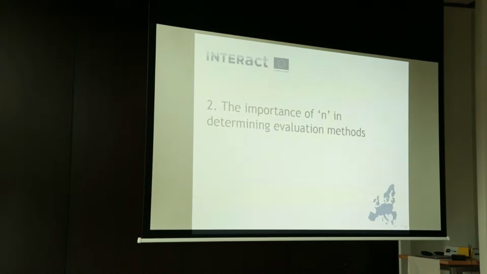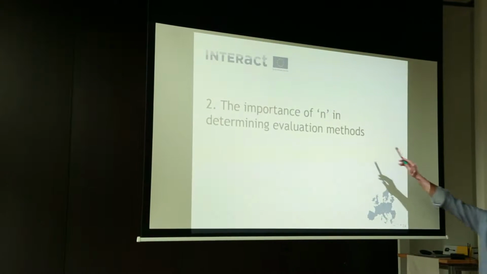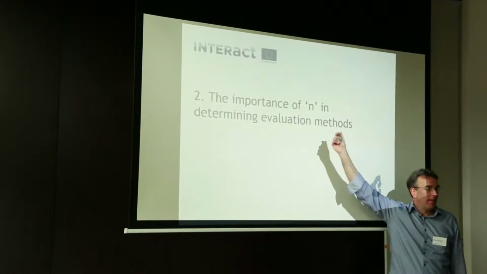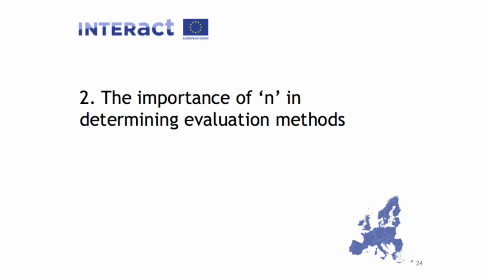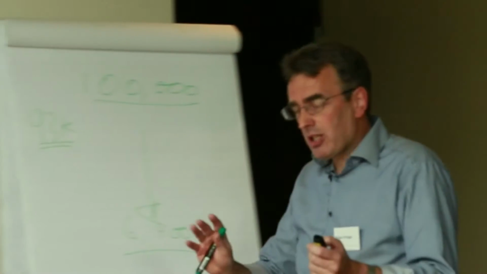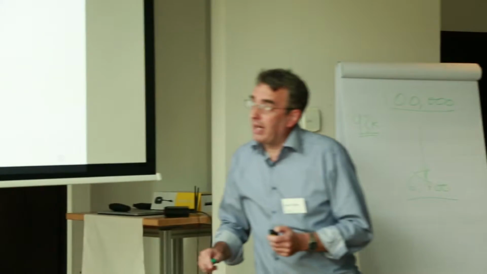The importance of N in determining evaluation methods. Now, by N, I mean the population of beneficiaries, the population of observations, the population of people, communities, whatever else are benefiting from our program. And I don't want to get this too complicated, so I'll go a bit slowly and try and unpack it.